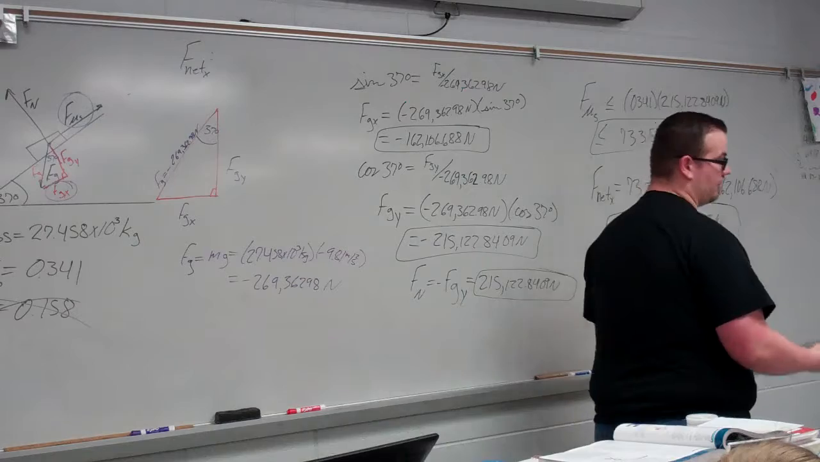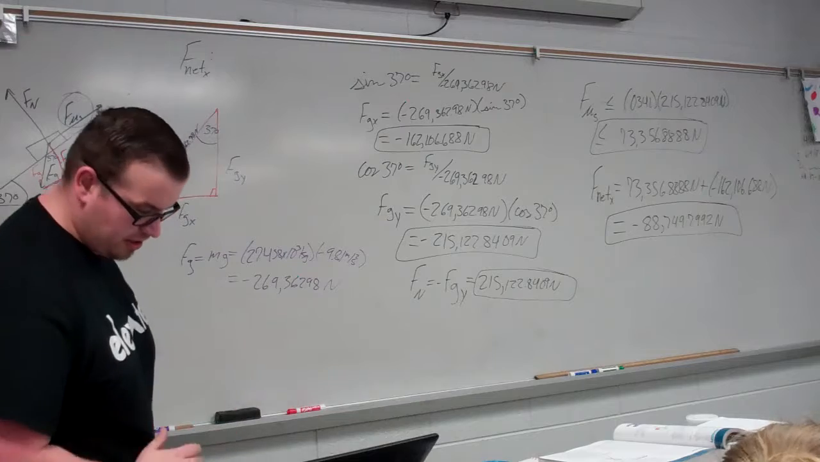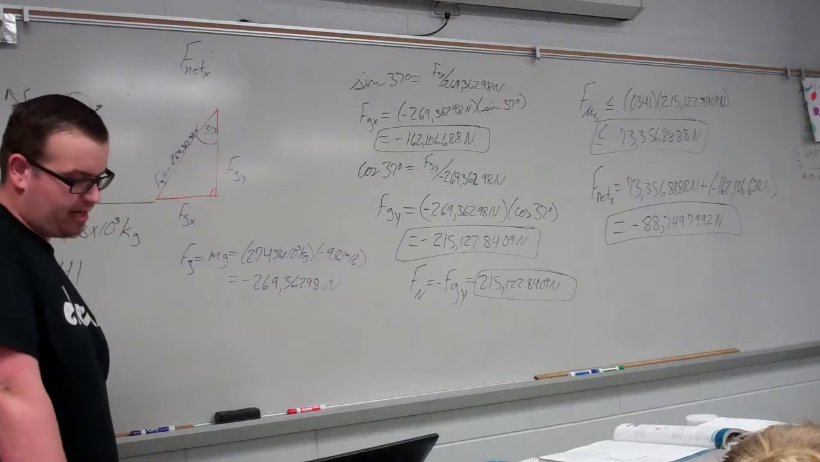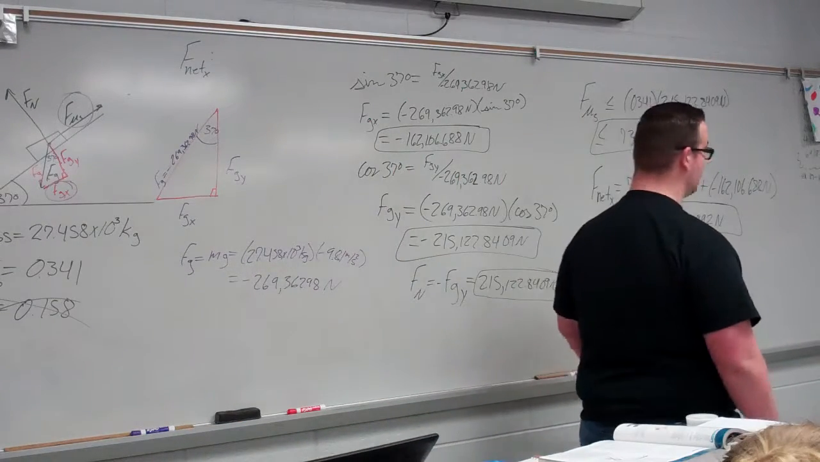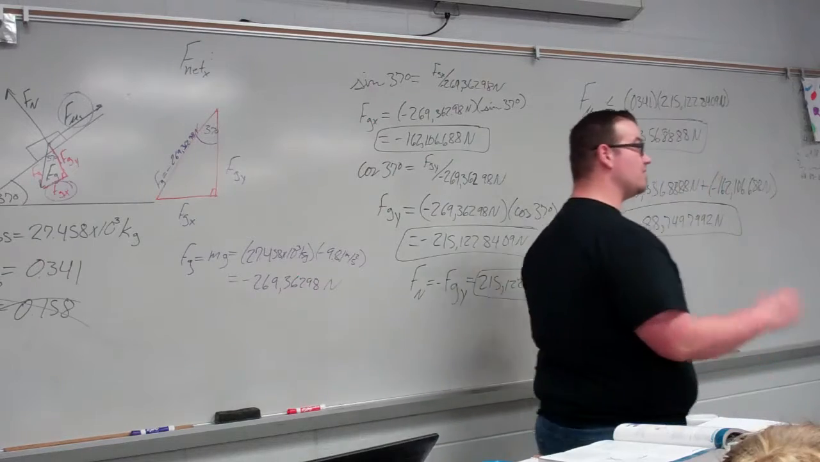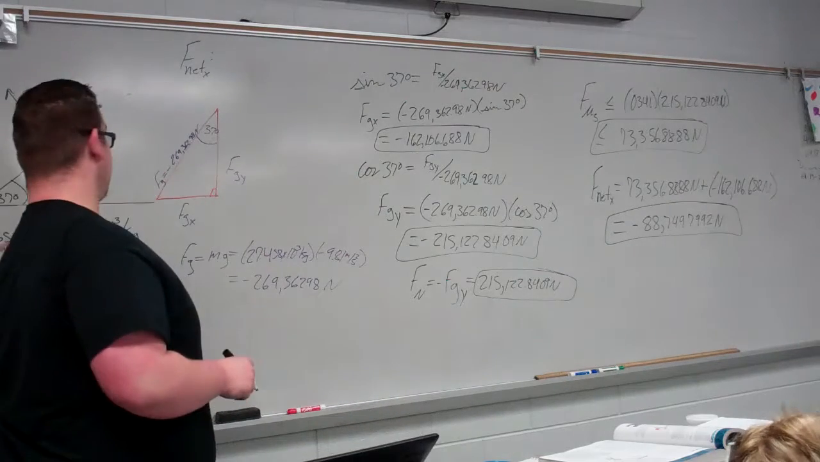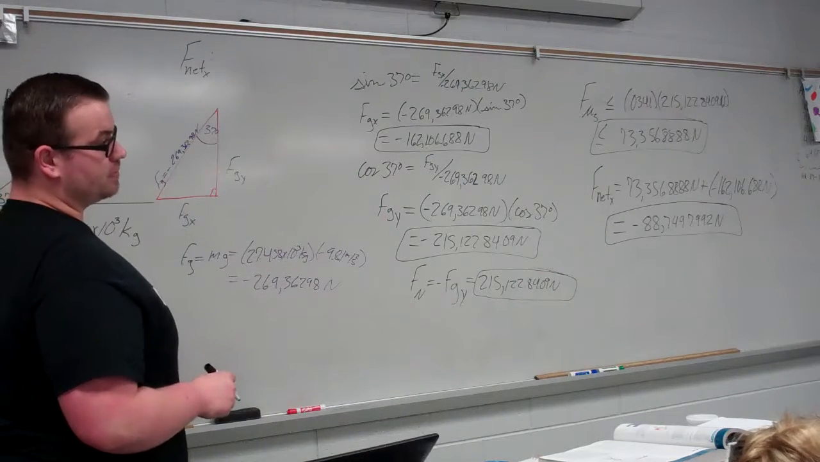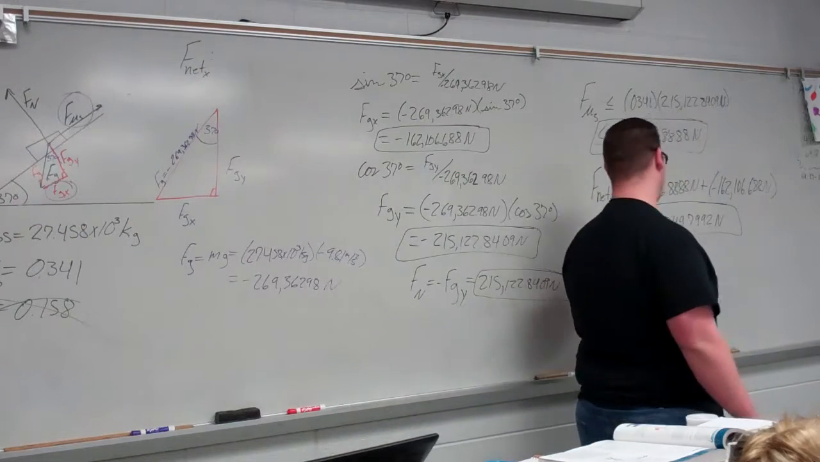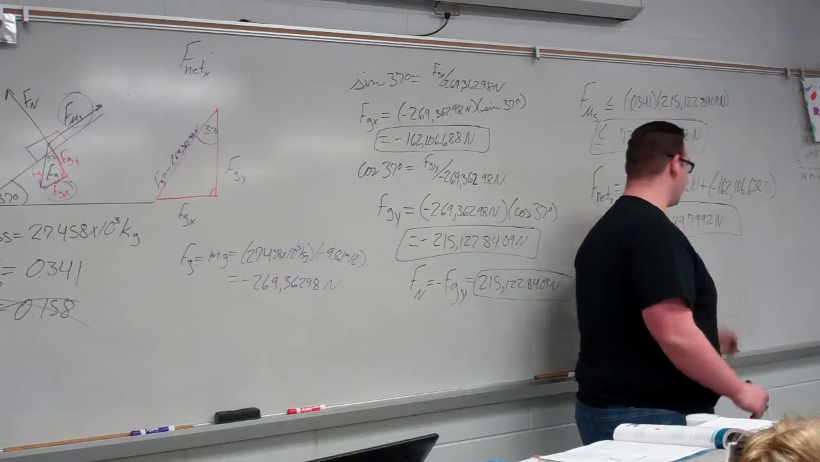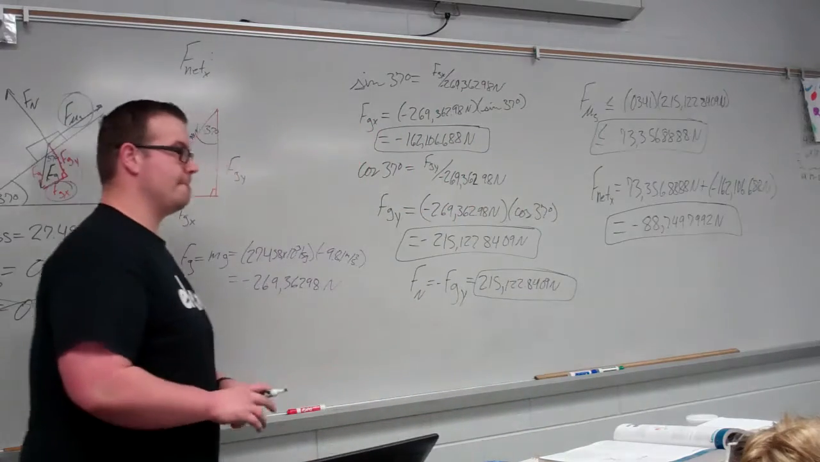Now that's not the answer. That gives you the information you need to find the answer. The question asks you, is the box moving or stationary? And explain why that is your answer. Is the box moving? The box is absolutely moving. Why? Because the net force in the x direction is coming down the ramp. So it's pointing back. There's a net force being applied of negative 88,749.7992 newtons.